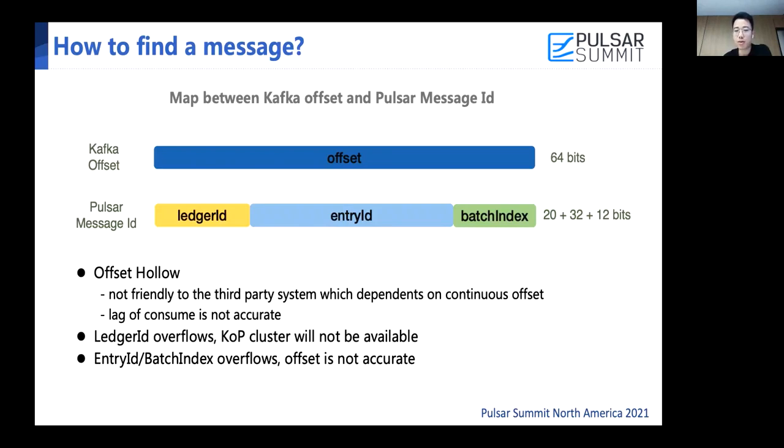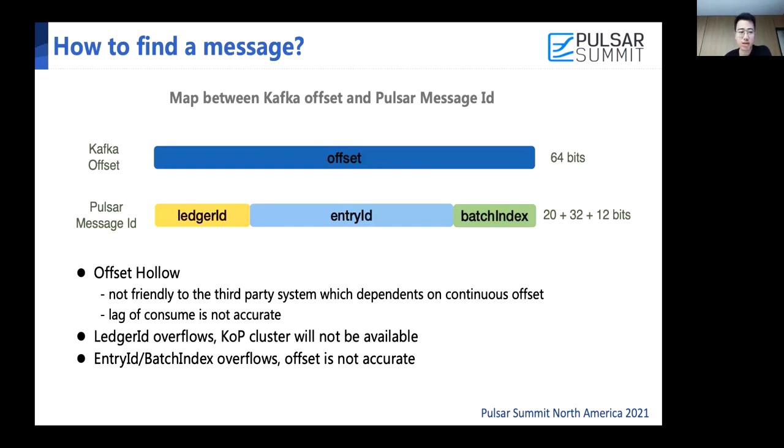Let's see how KOP does the mapping in the original design. It splits the 64 bits into three sections. The first 20 bits for ledger ID, and the middle 32 bits for entry ID, and the last 12 bits for batch index. By this way, we can deal with the gap between Kafka offset and Pulsar message ID. But if you run KOP for a long time, you will see the defect of this design.